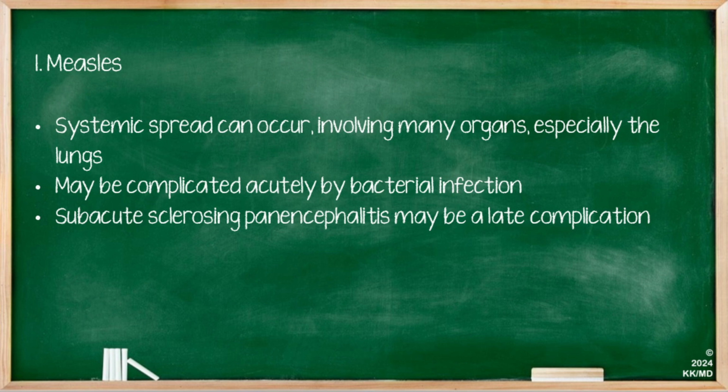Measles can lead to systemic spread, involving many organs, especially the lungs. The infection may well be complicated acutely by bacterial infection. Subacute sclerosing panencephalitis may result as a late complication, so this should be monitored for.